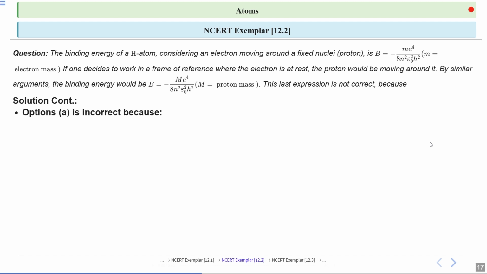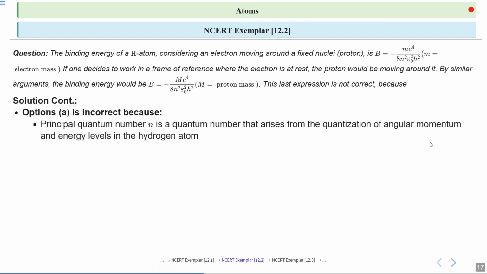So let's start by looking at option A and why it is incorrect. We are focusing on the principal quantum number n, which appears in the denominator of the binding energy formula. The principal quantum number n comes from the quantization of angular momentum and energy levels in the hydrogen atom. It's a whole number like 1, 2, 3 and so on, and it tells us which energy level the electron is in.